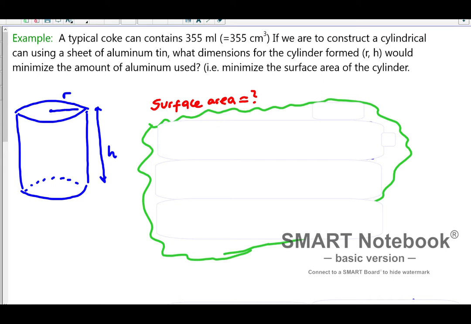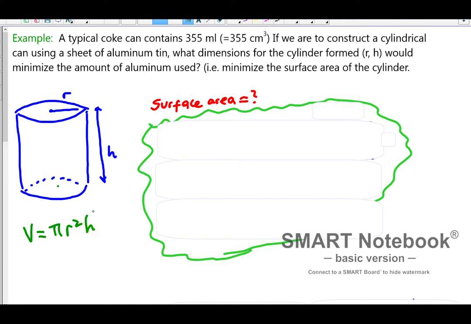So because we're dealing with the volume of a cylinder here, it's worth reminding everybody what the volume and what the surface area of a cylinder are. So volume is going to be area of the base times height. The base is circular with a radius of r, so the volume of a cylinder will be the area of the base, which is pi r squared, times h.